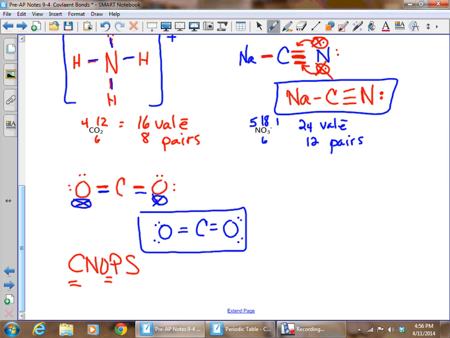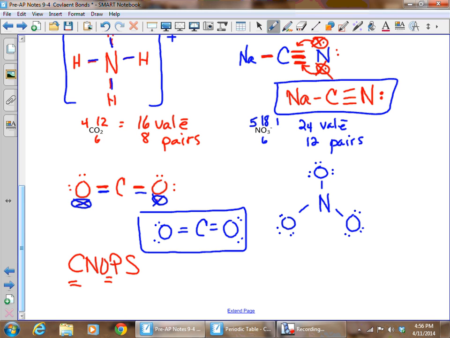So let's look at what NO3 does. We've got nitrogen in the middle, we've got oxygen around. So we've used up 3 of our pairs of electrons, 4, 5, 6, 7, 8, 9, 10, 11, 12. We've used up our electrons. Have we used them up before we're full? Before everything has an octet? Yes, we have. Nitrogen is not happy.